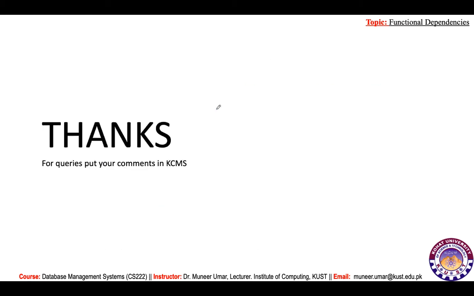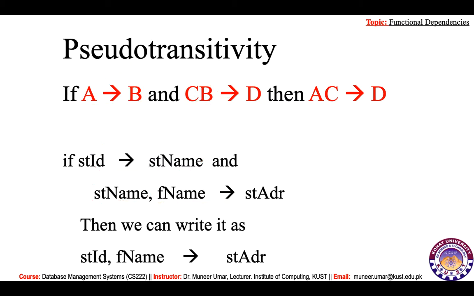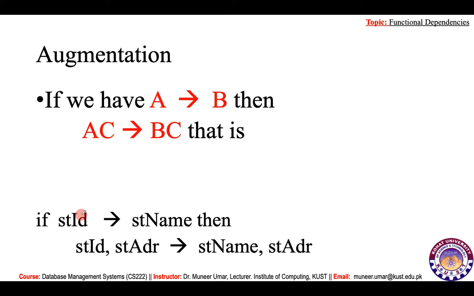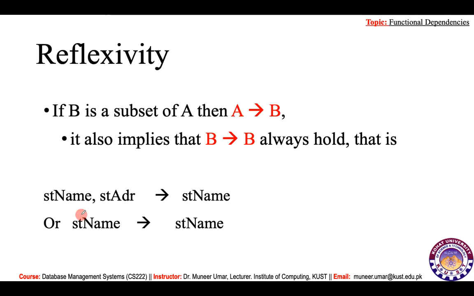So let's revise these rules with the help of a table. Here we have a table. It has some records for students. We can check these rules in this table. So here the first one is reflexivity. If B is a subset of A, then A determines B and B also determines itself.